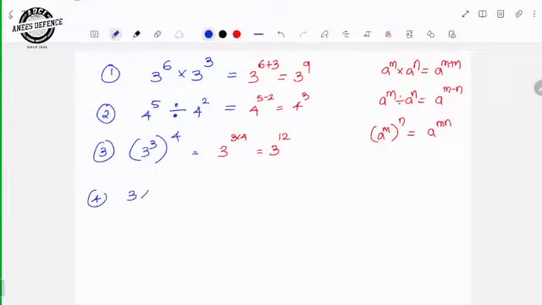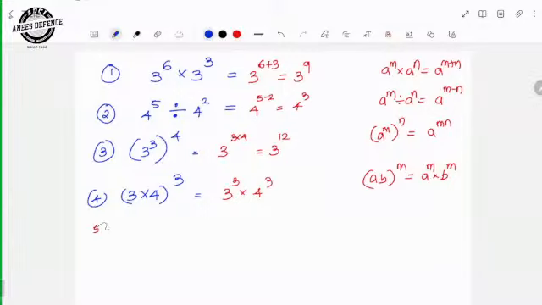3 into 4 raised to 3. This can be utilized by (AB) the whole raised to M is equal to A raised to M into B raised to M. By using that, 3 raised to 3 into 4 raised to 3 can be written like this.